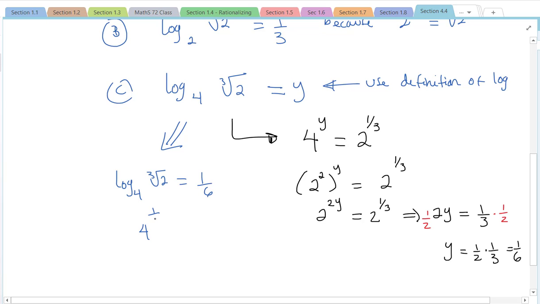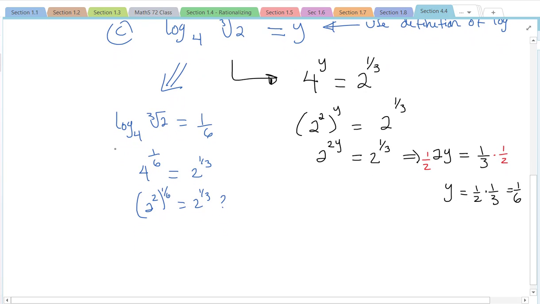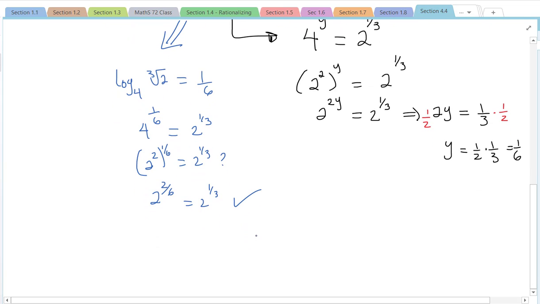So now here I can say 4 to the 1/6 is equal to 2 to the 1/3. And notice that you can check it. 4 is 2 squared, so I have 2 squared to the 1/6. Does that equal 2 to the 1/3? Using power to a power, this is 2 to the 2/6 equals 2 to the 1/3. And yes, that is true. So it checks. So that's using our definition of the log.